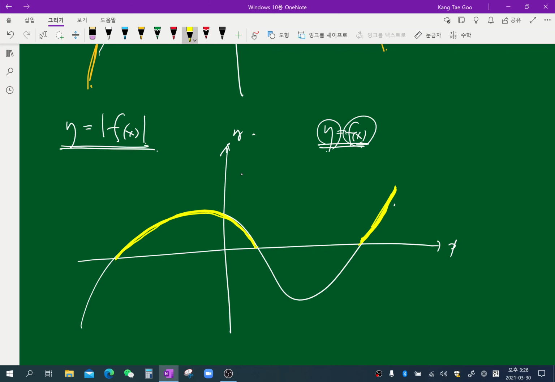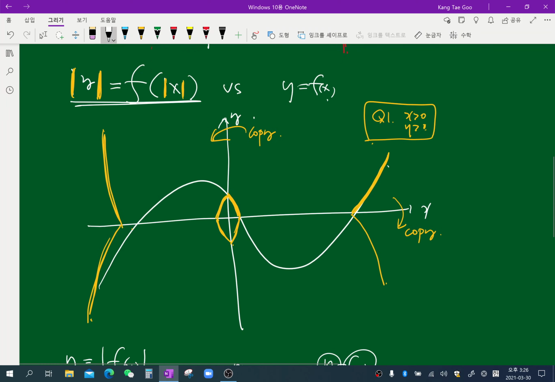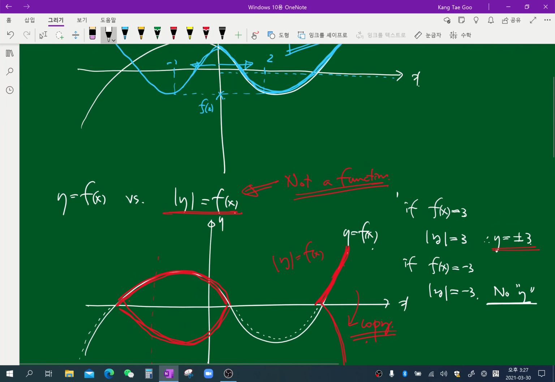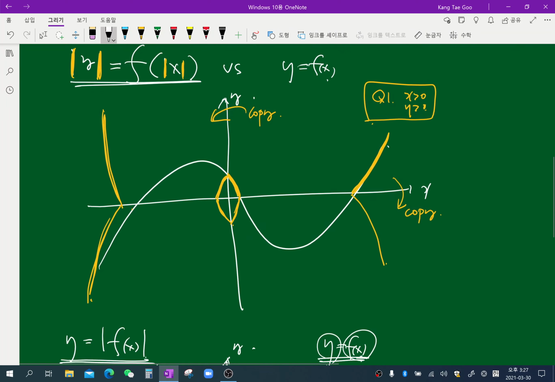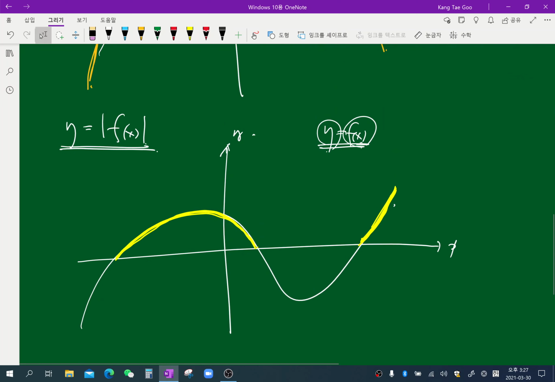Then, as we did here, I will do a similar one here. If f(x) is 3, then y is just 3 in this case. We don't have minus 3, right? We have only one value, y is 3. But if f(x) is minus 3, then what happened? Y is just what? 3. It becomes positive.